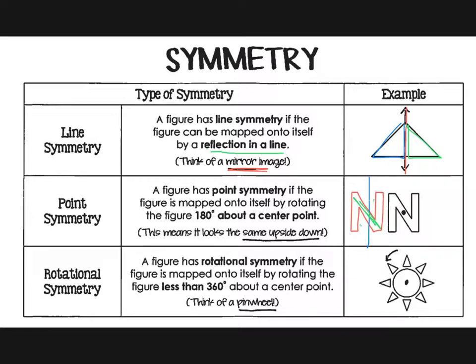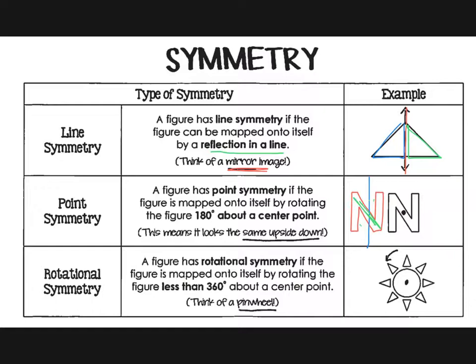All right, moving on to rotational symmetry. As it states, a figure has rotational symmetry if the figure is mapped onto itself by rotating the figure less than all the way around. So if you rotated it 25 degrees, 90 degrees, 180 degrees, 270 degrees, think about it as a pinwheel. So this figure right here, if you were to rotate it around just a little bit, it would map onto itself.